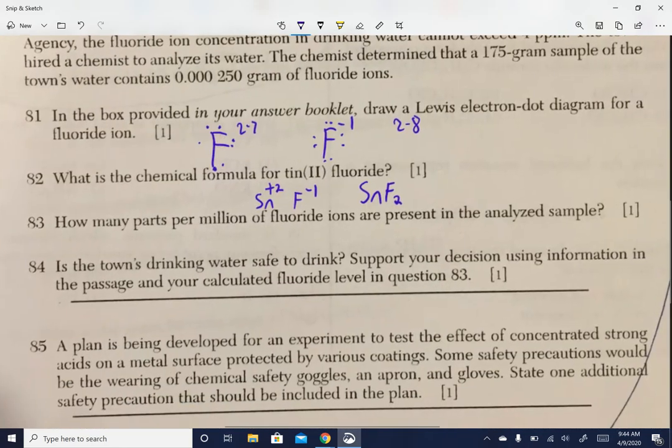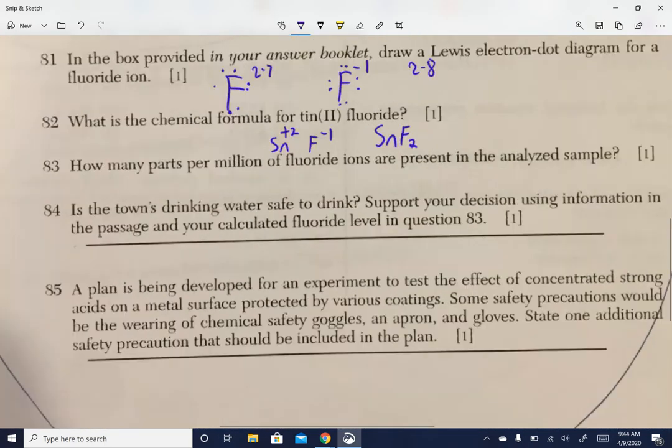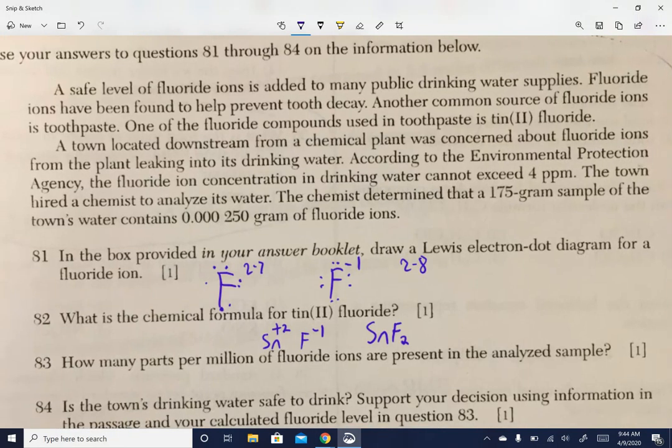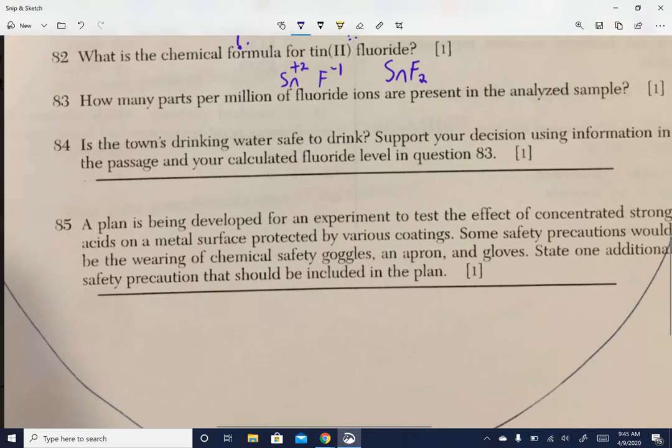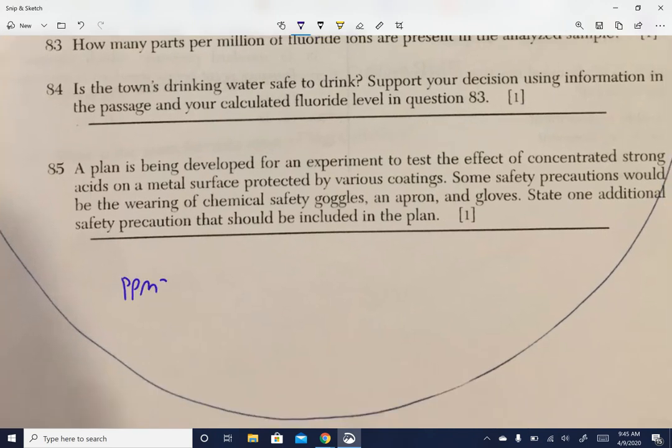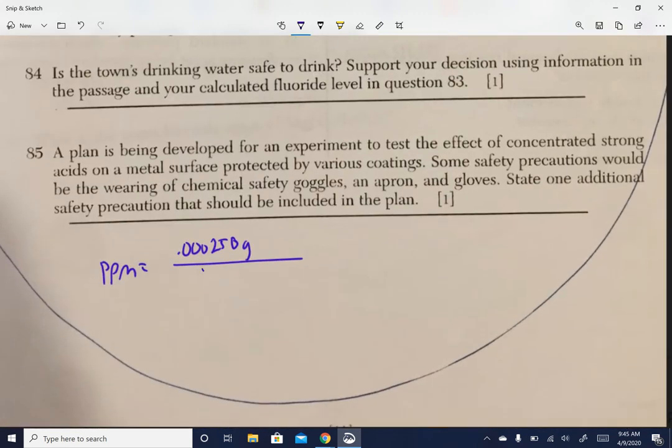All right, so I'll do the work down here. If it exceeds 4, it's no good. So here we go. The town hired a chemist. Chemists determined that 175-gram sample of the water, so there's my solution, contains 0.000250. There's my solute. So this number divided by this number times a million. So down here, parts per million equals 0.000250 grams divided by 175 times a million.